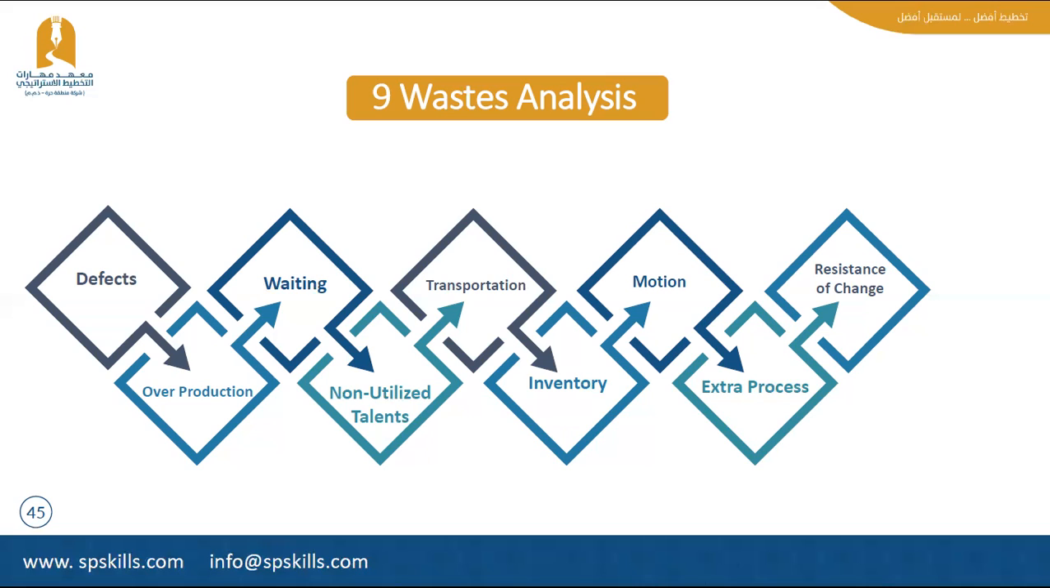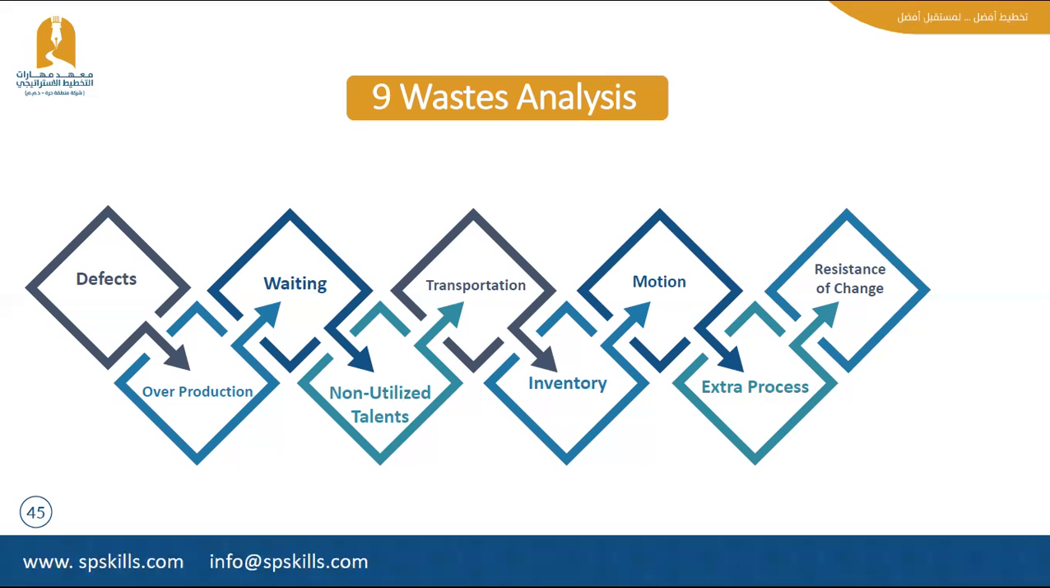We will go to point number 7, which is motion. We were talking about the movement of materials, but now we start to talk about the movement of people. We should look at our people. How is their movement? Do they move more than what we require? Then we will have extra motion, and we lose the time of this movement. This is one of the hidden wastes within the 9 wastes.